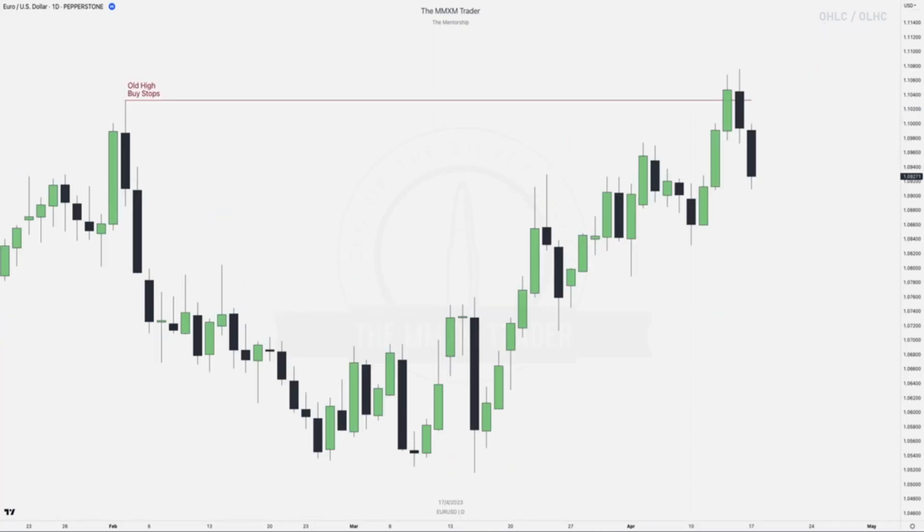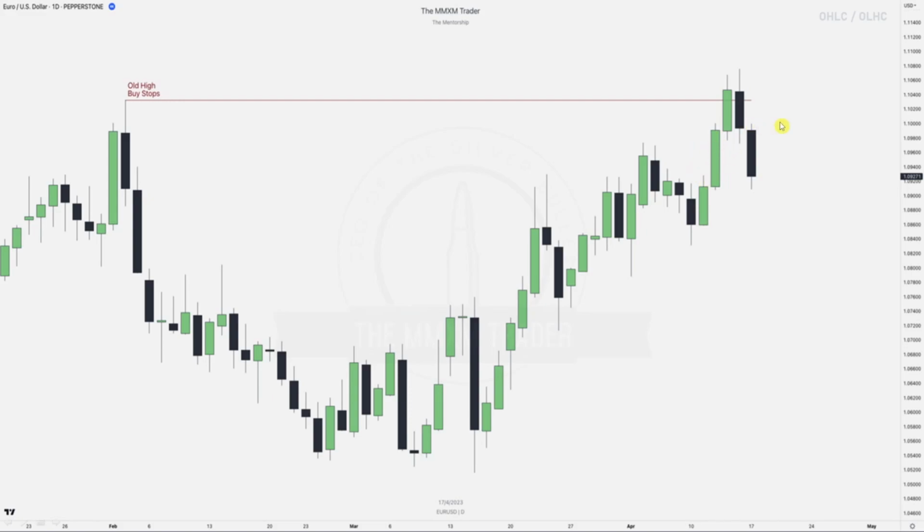Right, over here we've got a Euro USD daily chart. We've got an old high up here, external range liquidity. Buy stops over here have been purged, and then after we run buy side over here, it's likely that we have a bearish day afterwards to fill up an imbalance, for instance this imbalance down here.